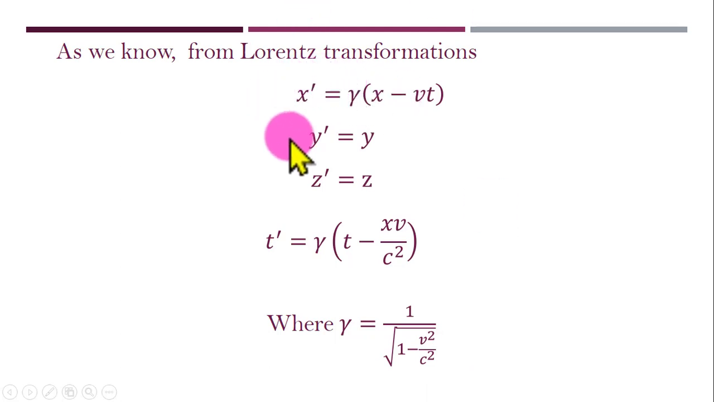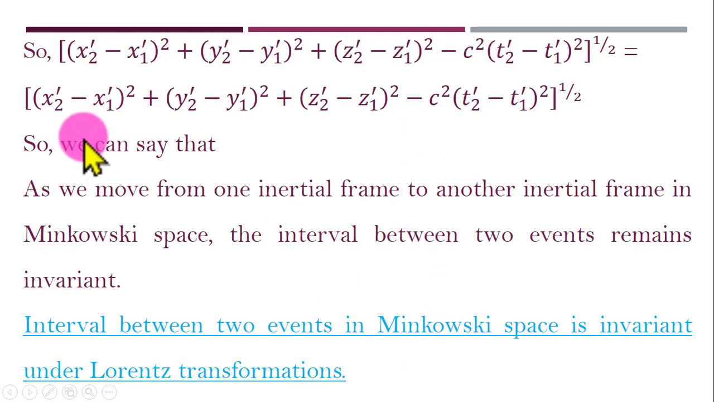Now if you substitute these values of x prime, y prime, z prime and t prime in S12 prime, you will get S12 prime equal to S12. That is, the space-time interval in both frames of reference will be equal. That means the separation vectors are equal, however their position vectors are different in the two frames. So we can say that the interval between two events in Minkowski space is invariant under Lorentz transformation.